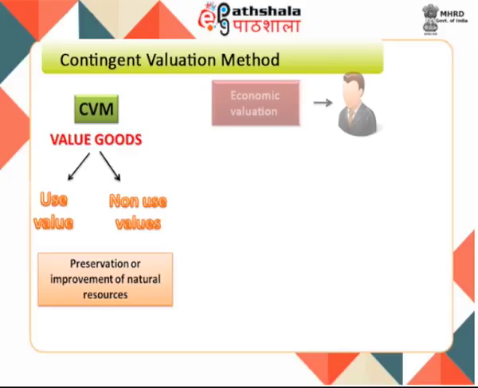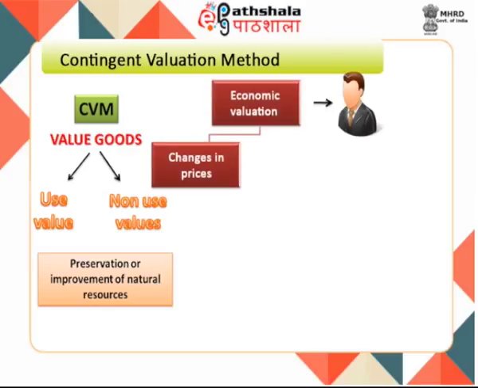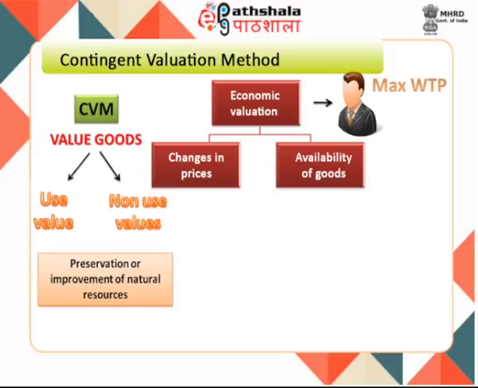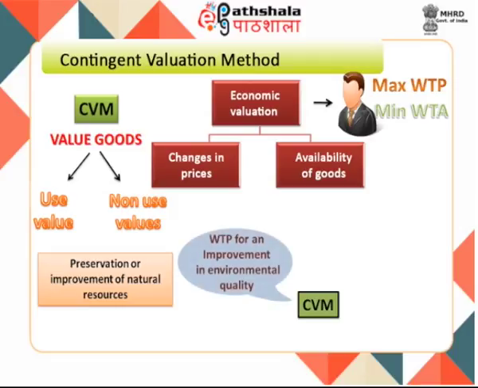The basis for the economic valuation of a change in prices or the availability of a good is to inquire what is the most an individual is willing to pay, WTP, for that change, if it is desirable, or the minimum compensation that they are willing to accept, WTA, to forego the change. Contingent valuation does just this. It asks people what they are WTP for an improvement in environmental quality or what they are WTA to go without this improvement.